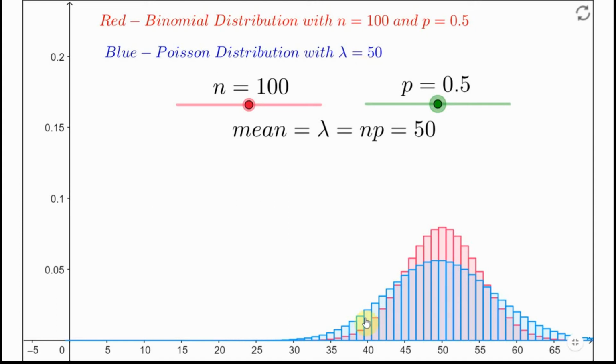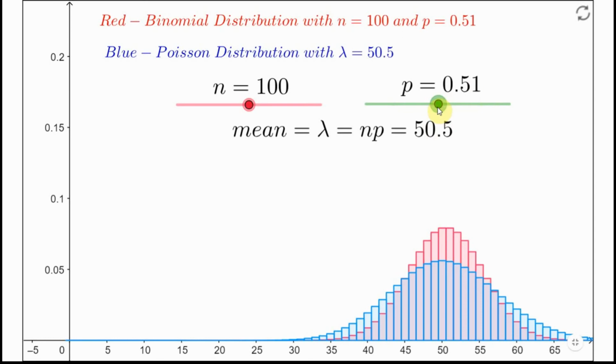Okay, and you can see that while they're a similar shape, it's not a great approximation. In the middle, the Poisson probabilities are much lower than the binomial, and towards the edges, the Poisson model gives us much higher probabilities than the binomial. So it's not a brilliant model.